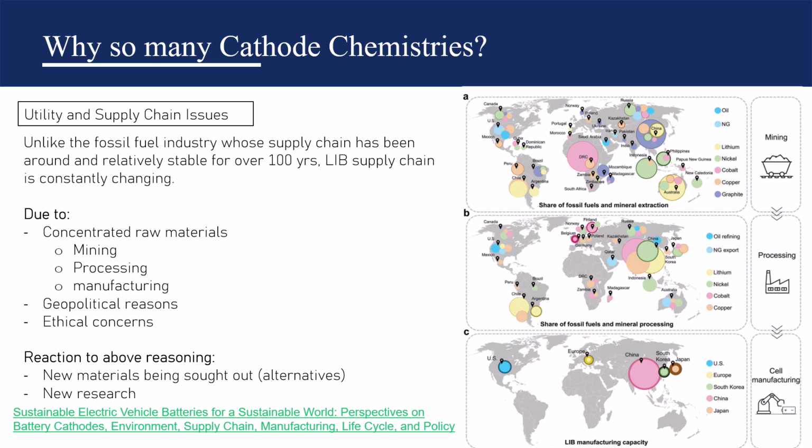The image on the right shows some of the concentration points in each industry, and as you can see in the mining, it's mainly areas like China, some areas in Southeast Asia, Australia, and Chile. And when it comes to processing, a majority of it is in China, with some in Europe and some in Chile. And cell manufacturing is limited to usually five areas: US, Europe, China, South Korea, and Japan.